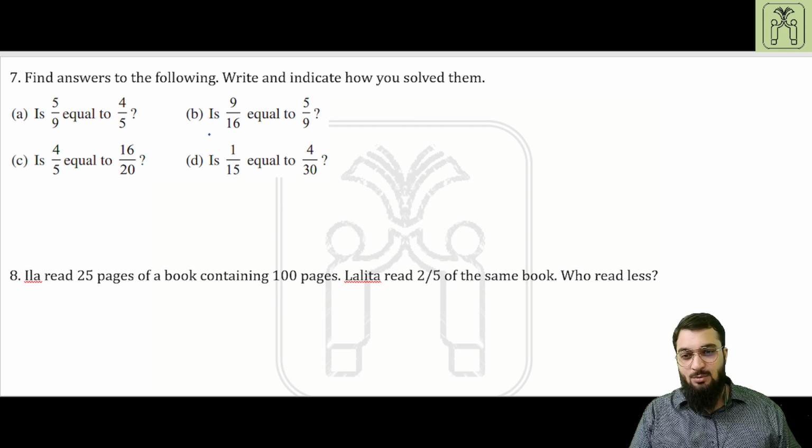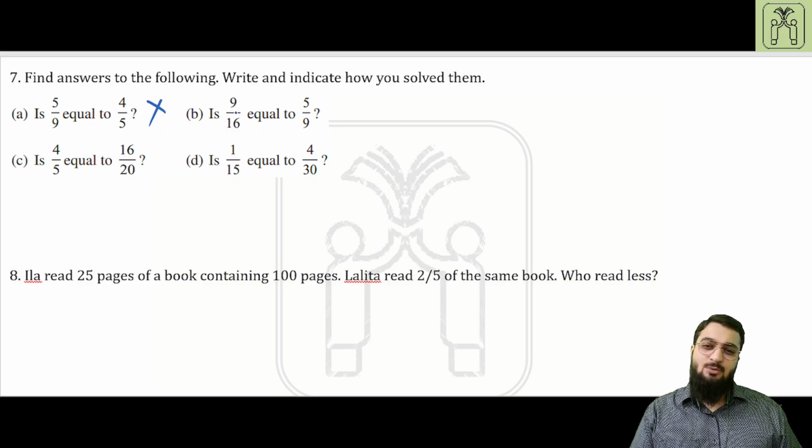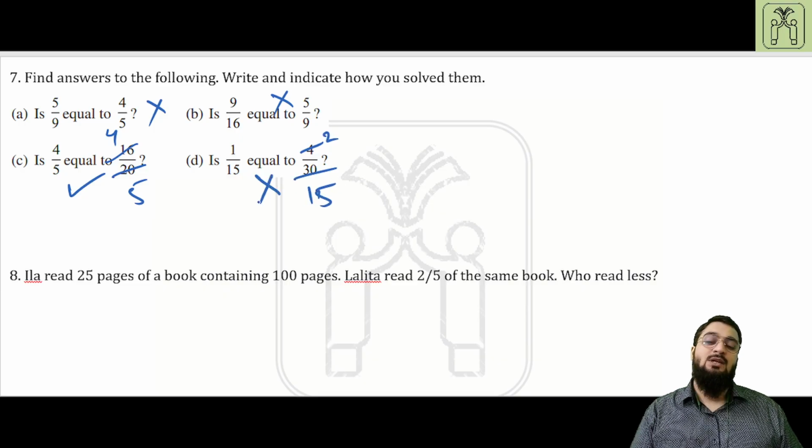5 upon 9 and 4 upon 5, are they equal to each other? No, they are not equal, because both of them are in their simplest form and they are not equivalent fractions. 9 upon 16 and 5 upon 9. So 9 upon 16, can this be reduced? 5 upon 9, can this be reduced? No, this is also in its simplest form. 4 upon 5 and 16 upon 20. Yes, this can be reduced to 4 upon 5, so these are equal and these are equivalent fractions. 1 upon 5 and 4 upon 30. Can this be reduced? So 2 upon 15. No, these are not equal and these are not equivalent fractions.